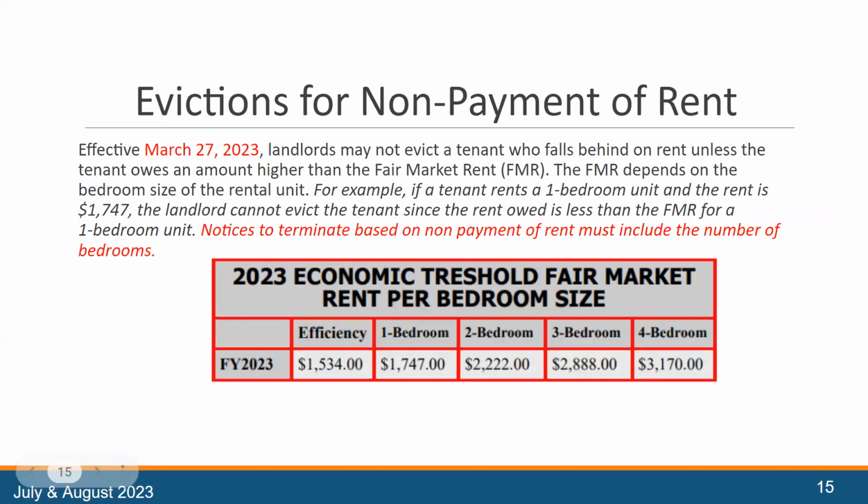Effective March 27, 2023, landlords may not evict a tenant who falls behind on rent unless the tenant owes an amount higher than the fair market rent. The fair market rent depends on the bedroom size of the rental unit. For example, if a tenant rents a 1-bedroom unit and the rent is $1,500, the landlord cannot evict the tenant since the rent owed is less than the fair market rent for a 1-bedroom unit. Again, non-payment of rent notices must state the number of bedrooms in the tenant's rental unit.